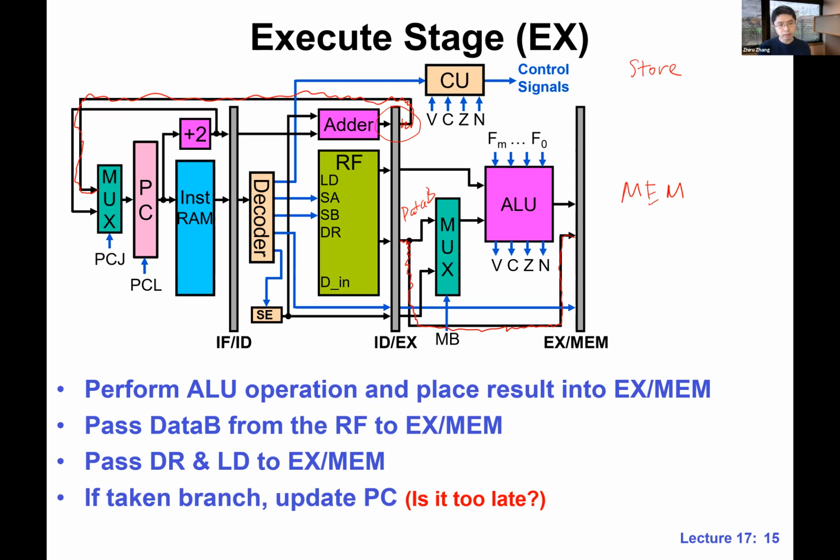But this actually brings up another question. If you take the branch in this stage, in the third stage now, right? IF is the first stage, ID is the second stage. This EX is the third stage. If you take the branch in this third stage, is it already too late? It's already too late. Then what is the potential problem? Okay, something to think about.